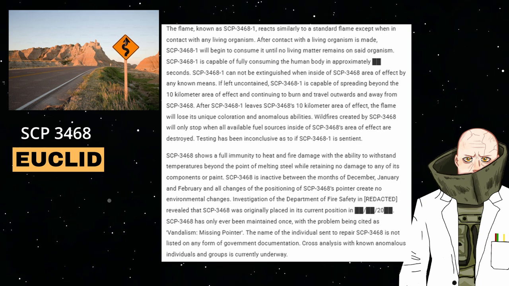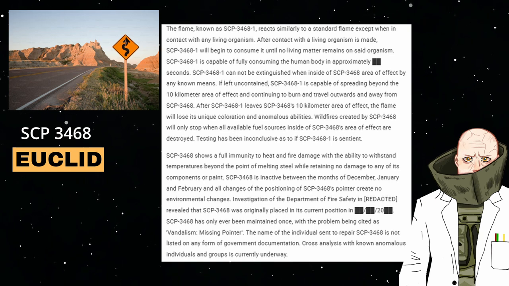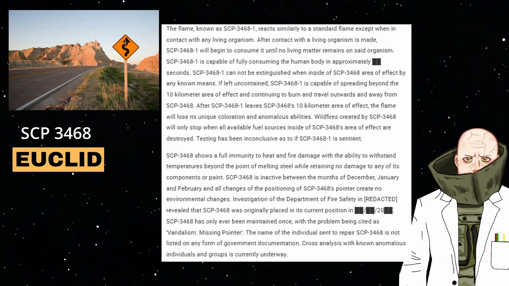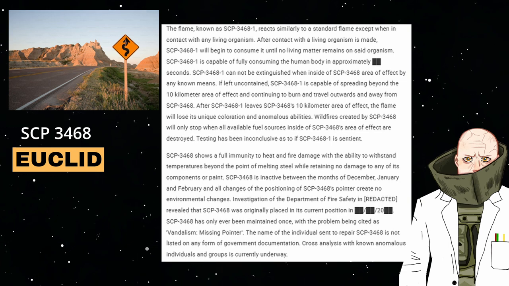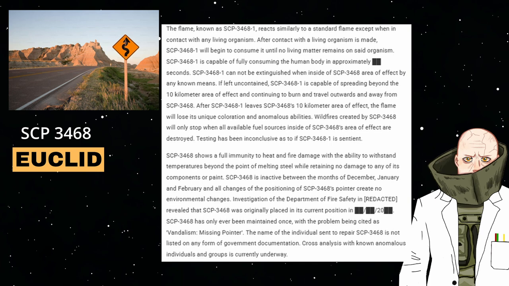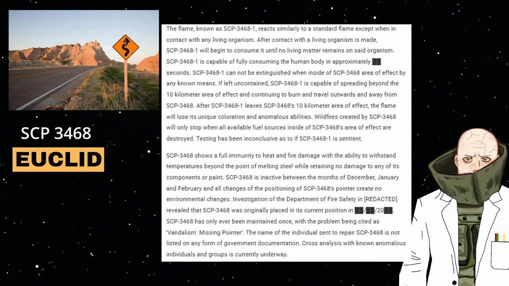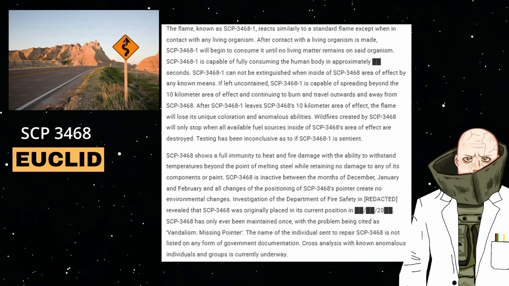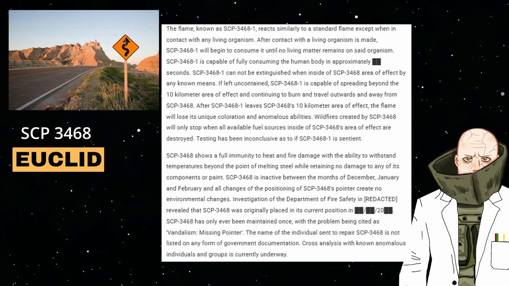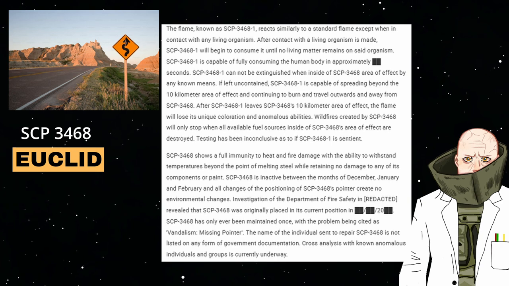Wildfires created by 3468 will only stop when all available fuel resources inside of 3468's area of effect are destroyed. Testing has been inconclusive as to if 34681 is sentient. 3468 shows a full immunity to heat and fire damage, with the ability to withstand temperatures beyond the point of melting steel while retaining no damage to any of its components or paint.